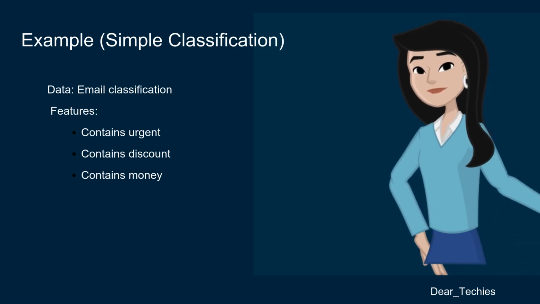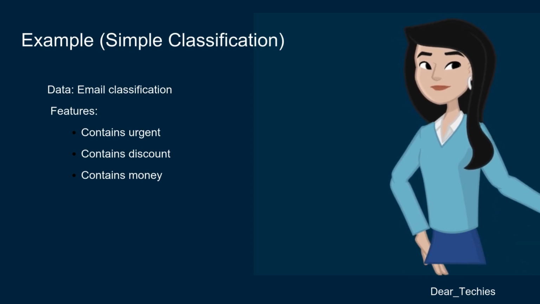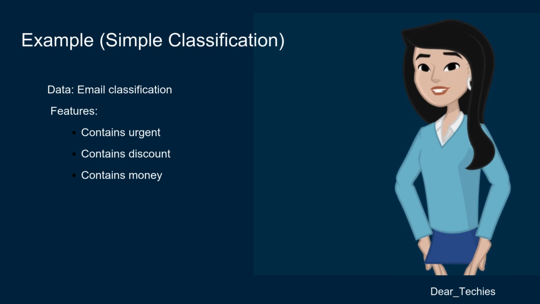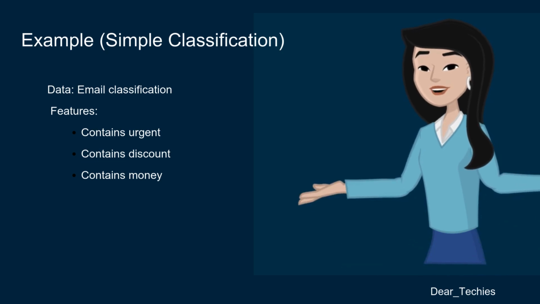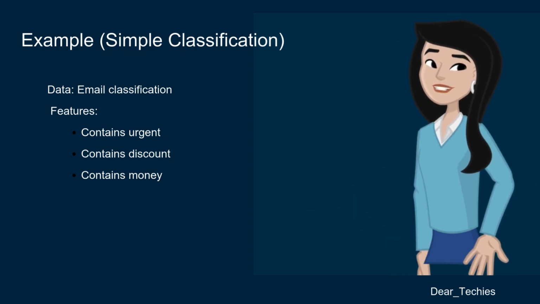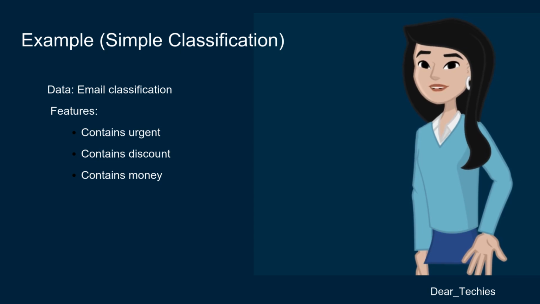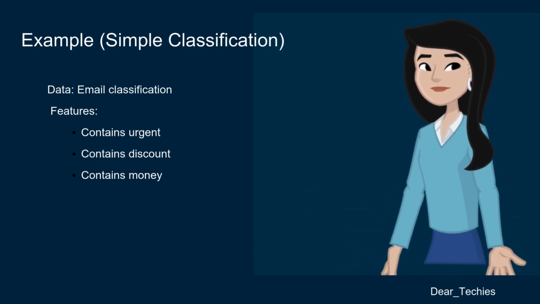For example, in spam classification, each email is converted into features. SVM tries different boundaries and chooses the one that perfectly separates spam from non-spam emails with the largest margin.